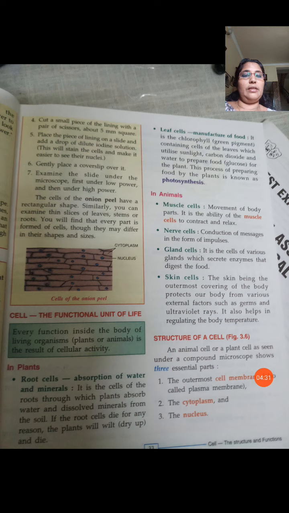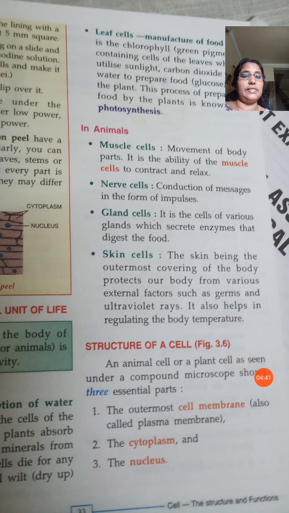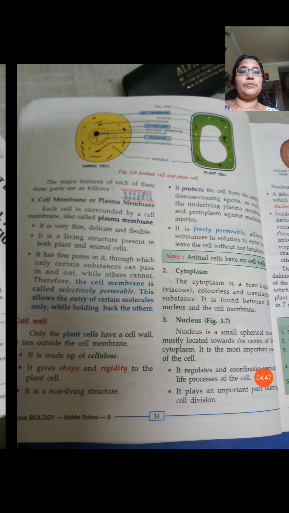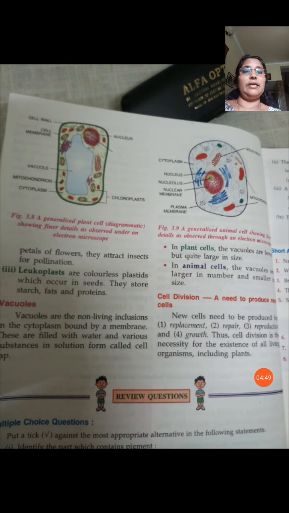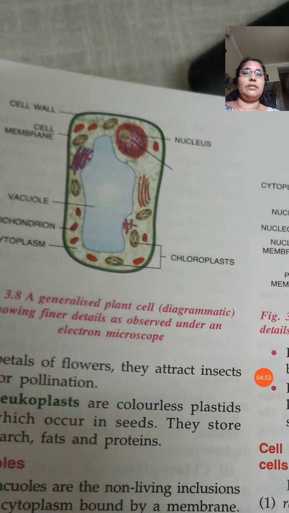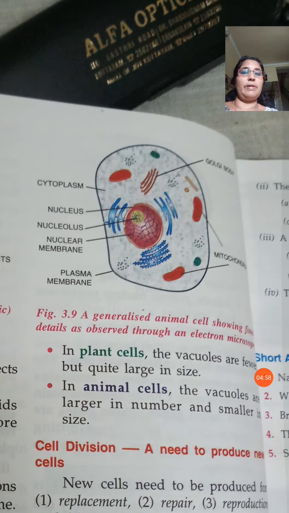Then again, the structure of the cell. The cell has three main parts. The three main parts of the cell are the cell membrane, cytoplasm and nucleus. Then how can you observe the cell membrane clearly in this cell? Here you can see it is the plant cell, and here it is the animal cell.